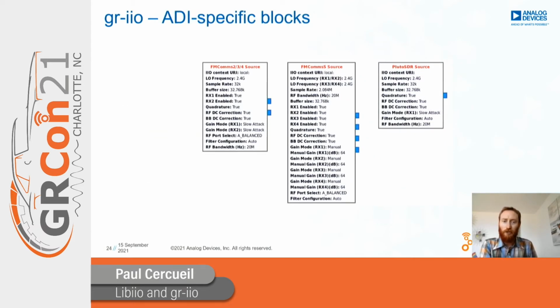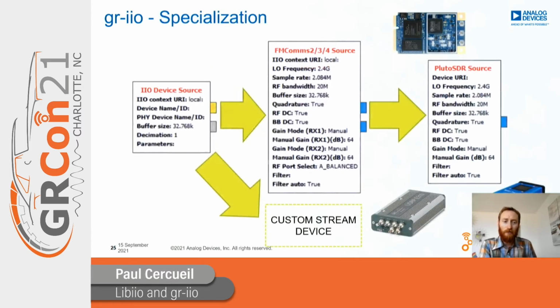Then we have ADI specific blocks, the FMCOMS2, 3, 4, FMCOMS5, and the Pluto SDR blocks. Source and sinks can be used with ADI specific products. These blocks are actually just specializations of the IO device source block. You can do everything you can do with a Pluto SDR source as well with the IO device source and the IO attribute blocks.